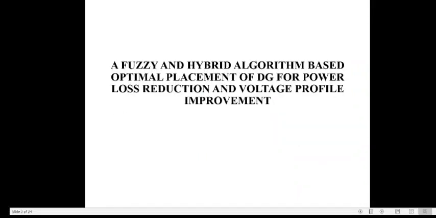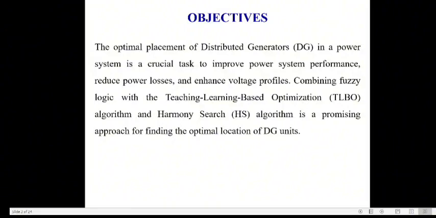Our project title is a fuzzy and hybrid algorithm-based optimal placement of DG for power loss reduction and voltage profile improvement. Objective: the optimal placement of DG in a power system is a crucial task to improve power system performance, reduce power losses, and enhance voltage profiles. Combining fuzzy logic with the teaching learning based optimization algorithm and harmony search algorithm is a promising approach for finding the optimal location of DG units.